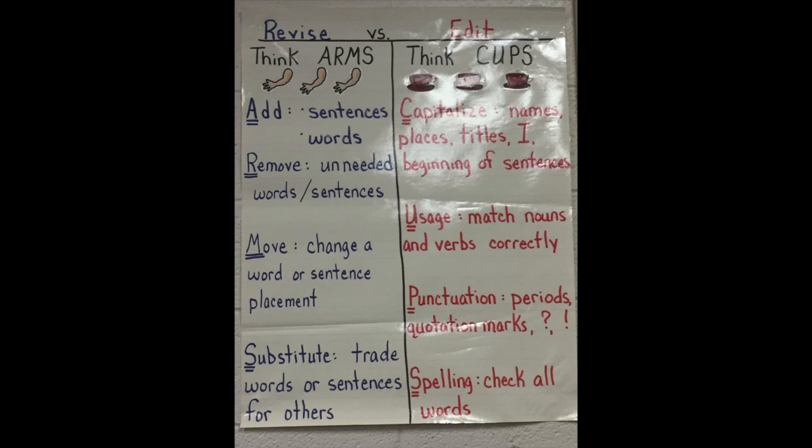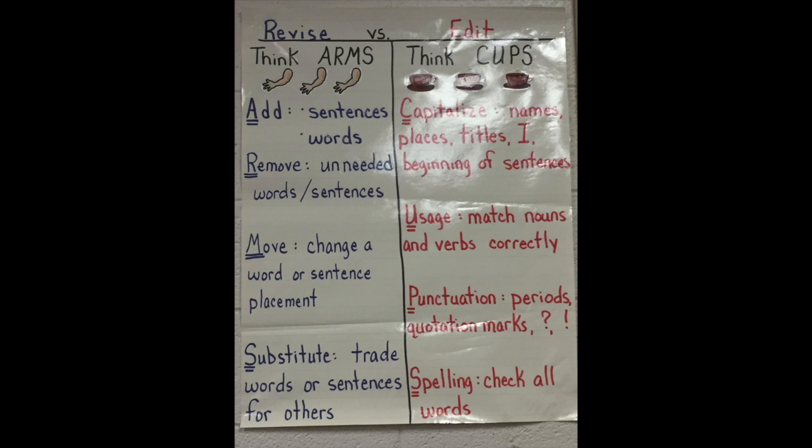The next poster that she had that I really liked was the revise and edit poster. It really helped the students see the difference between revising and editing. She used the acronym ARMS for revise: A was add sentences, so that would help improve their writing; R, remove unneeded words or sentences; M, move, change a word or sentence placement; and S, substitute, trade words or sentences for others.